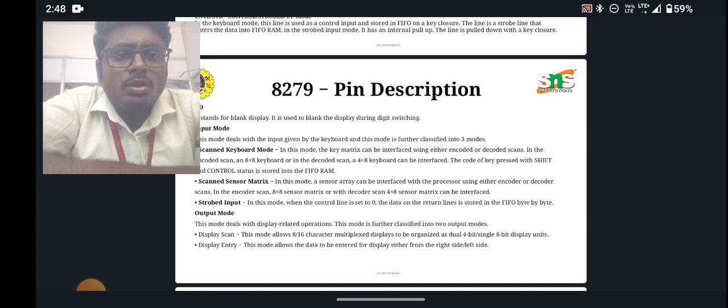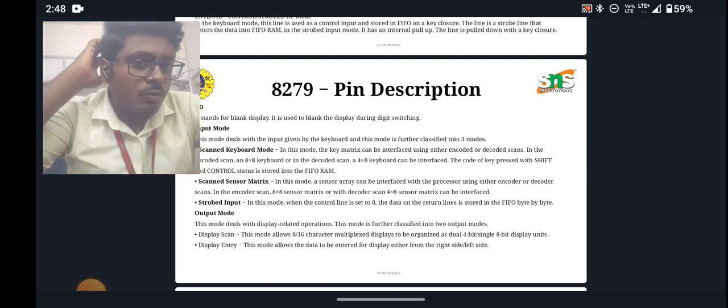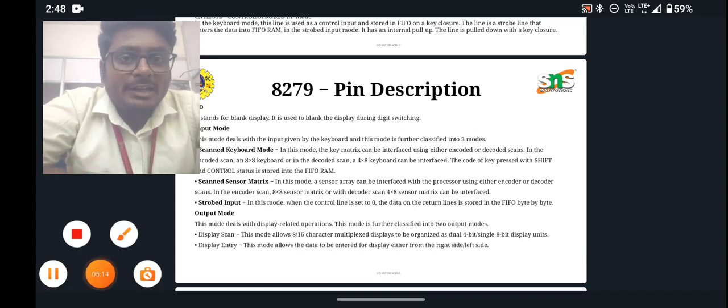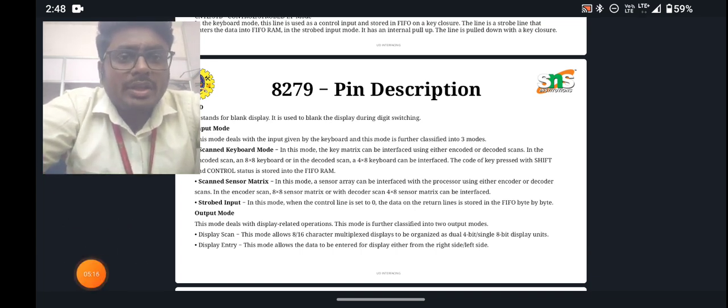The output mode, this mode deals with display related operations. This mode is further classified into two output modes, namely display scan and display entry. In display scan, this mode allows 8 or 16 character multiplexed displays to be organized as dual 4-bit or single 8-bit display units. In the display entry, this mode allows the data to be entered for display either from the right side or left side.